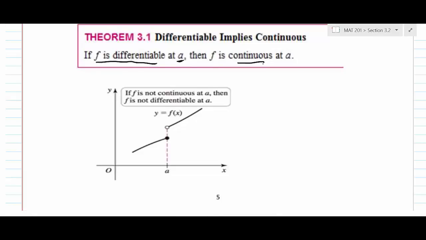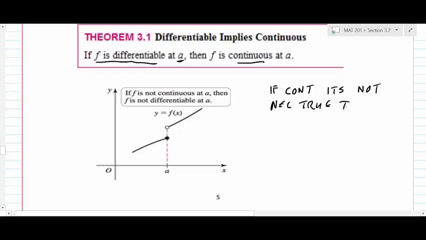So this one would be an example, but I want to show you something on this that's backwards, so you might want to write a note down on this. If a function is continuous, it's not necessarily true that the function's differentiable there.